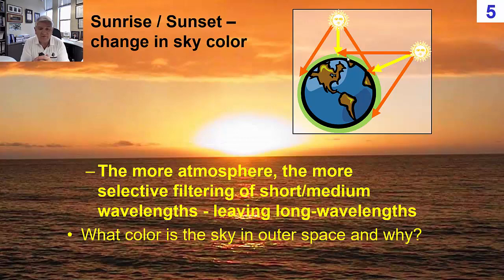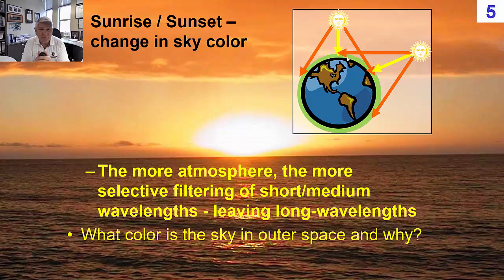What color is the sky in outer space? So if you were on the space station, or if you've seen pictures of people doing a spacewalk, right? What color is the sky in outer space and why? Or what color is the sky on the moon? We could say that as well. It's black, right? So why is it black?